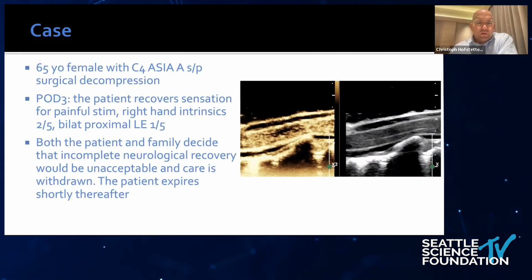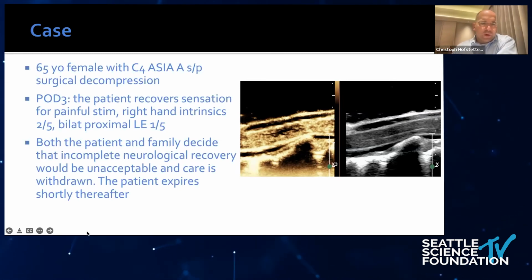But given the slow recovery, both the patient and the family decided that incomplete neurological recovery is unacceptable, and care was withdrawn. And I think where we use this technology now is not only to prognosticate this, but also to help us optimize our decompression. So what we do now with spinal cord injury patients, we do a laminectomy in a more minimally invasive fashion, still using traditional technique, but then tailor the decompression to exactly where you have to be. And so we add more decompression as needed.